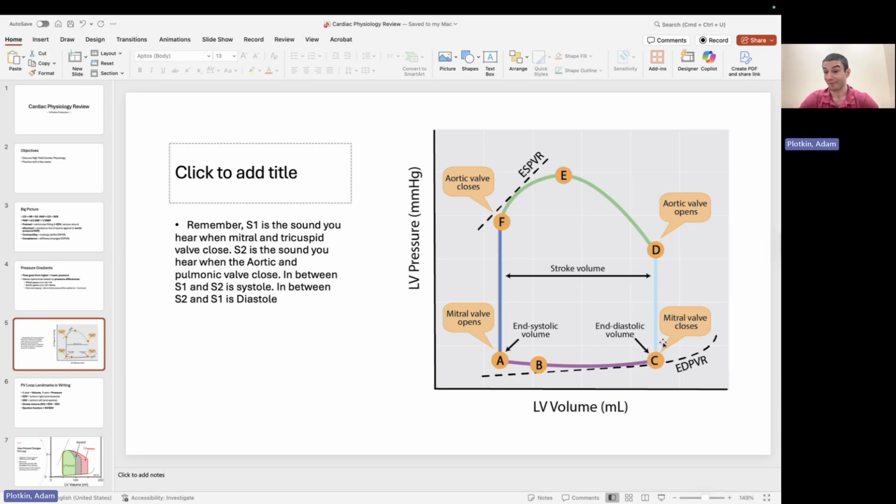So eventually that volume builds up and we have no more volume left to give, right? The left atrium is bone dry. We've gotten everything from the left atrium into the left ventricle. The mitral valve closes, right?